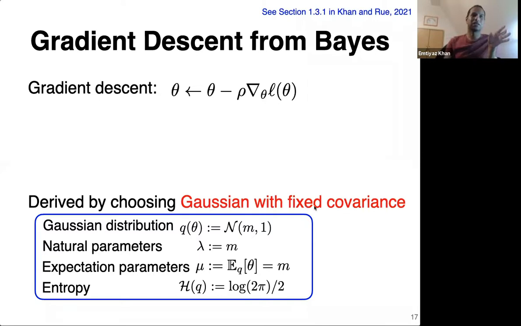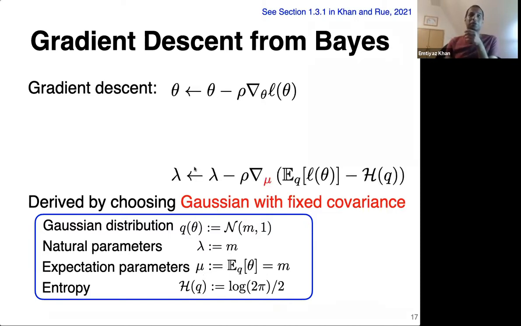You can fix the covariance to be constant. It doesn't matter what you choose, really. You could choose it to be any fixed matrix, and that only affects the step size. This is all written in the paper. So you write the natural parameter, you write the expectation parameter. Entropy is constant in this case. So when you take the Bayesian learning rule, the derivative of entropy goes away. And the expectation parameter is just the mean. Natural parameter is just the mean. So it's very, very simple. And you get something that looks almost like this.